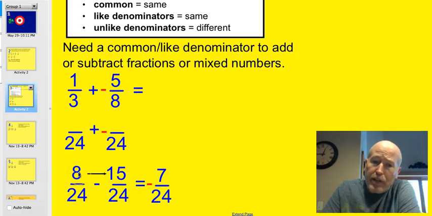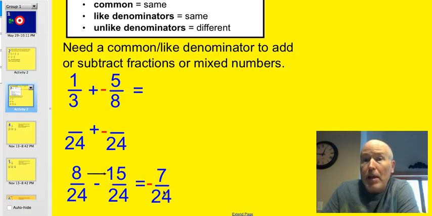Or we can just look at it at this point, we're just doing straight across. We can just do 8 minus 15. Well, this is going to be a negative 7. So the answer to the problem is a negative 7/24. Remember, we just add or subtract straight across. We leave the denominator the same. It's common. It's the same.